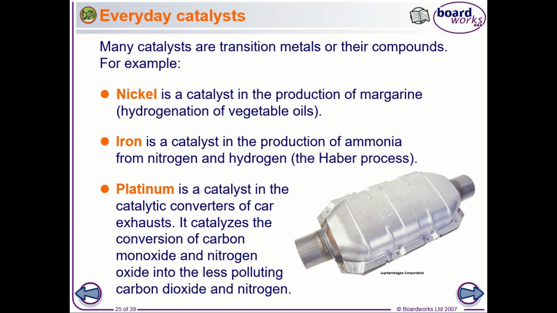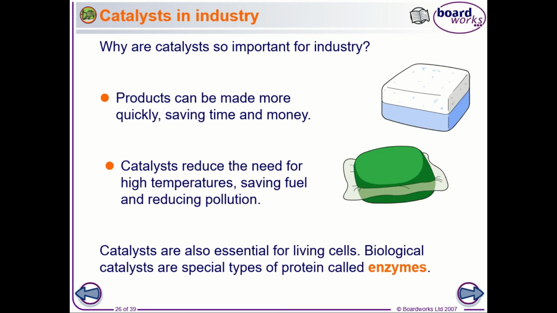Here are some examples of catalysts. Nickel, it is the catalyst in the production of margarine. For iron, production of ammonia. Platinum is a catalyst in the catalytic converters of car exhausts. Why are catalysts so important for the industry?